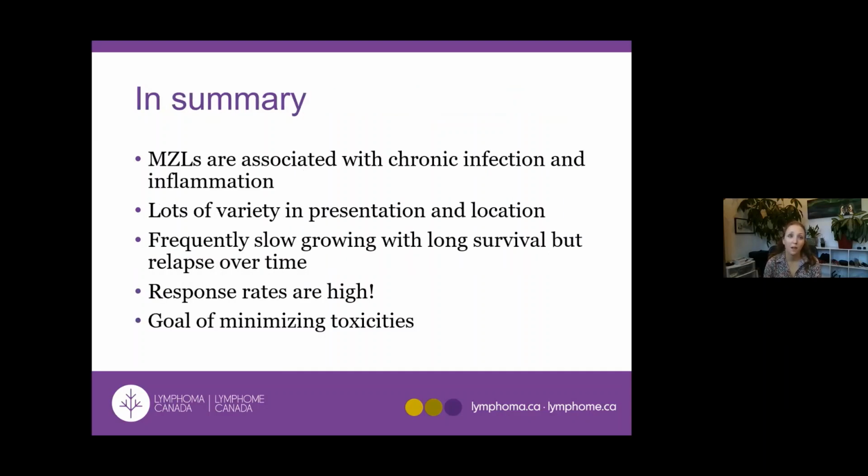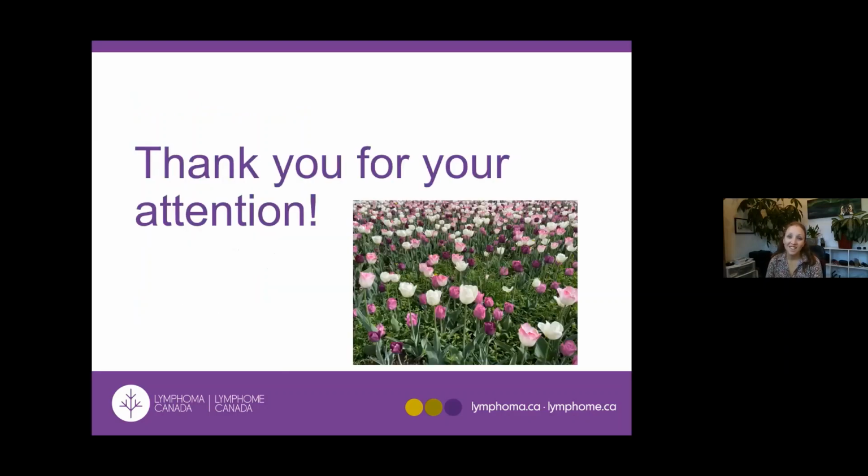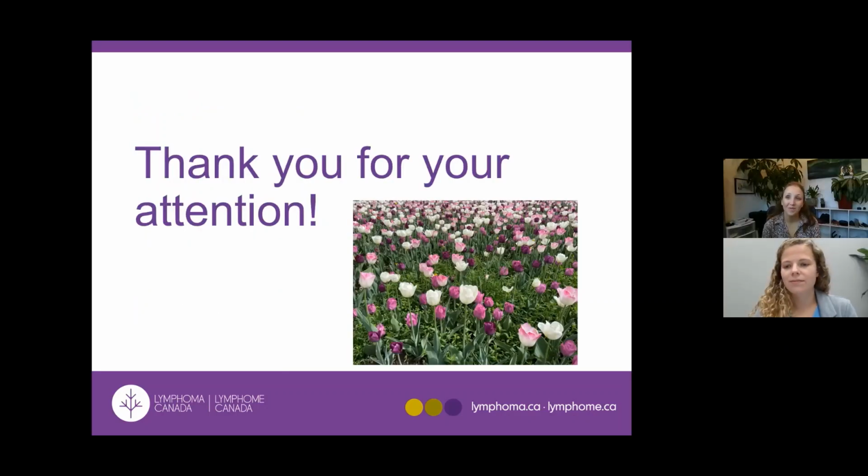So to summarize, marginal zone lymphomas are associated with chronic infection and inflammation. As you've seen, there's lots of variety in how they present, their location, and the symptoms they cause. They're frequently slow growing with long survival, but we do know that they relapse over time. Response rates are very high to whatever frontline treatment we're considering. And the goal is minimizing toxicities because of the long survival and the trajectory that these patients have. Thank you for your attention, and I look forward to your questions in the Q&A.